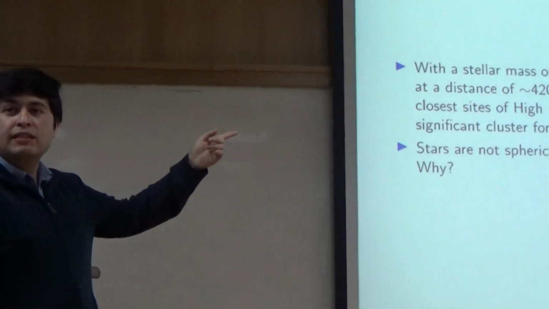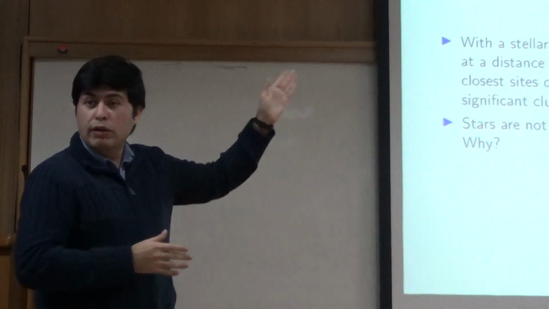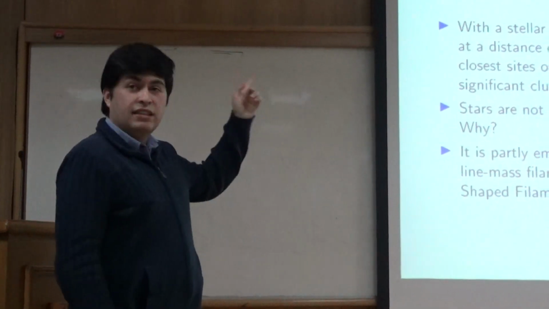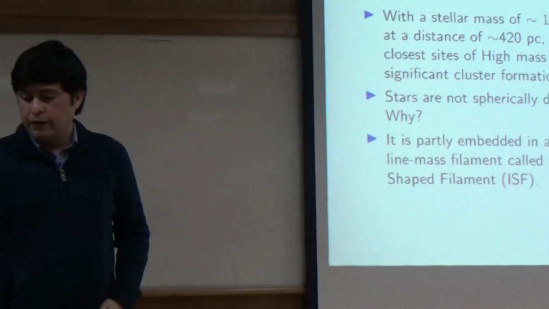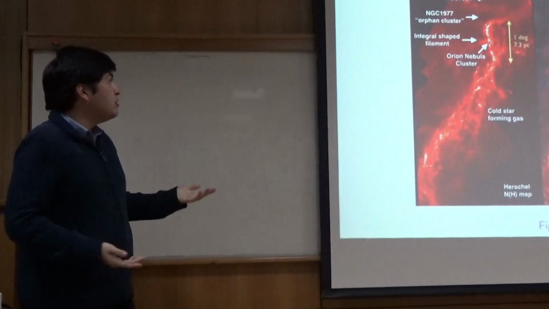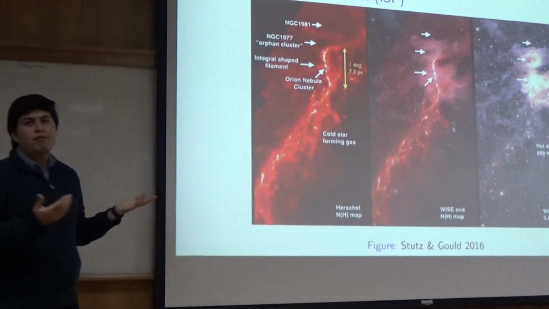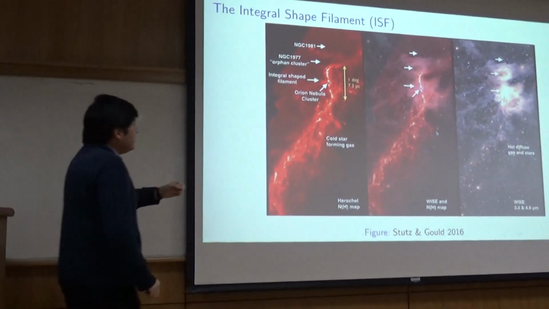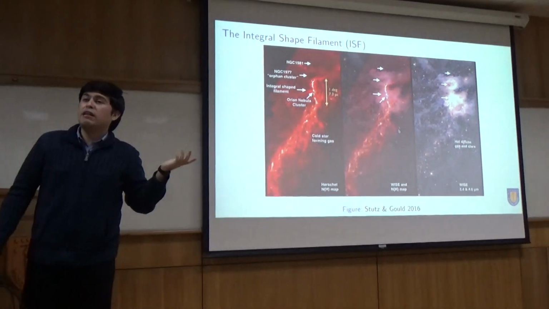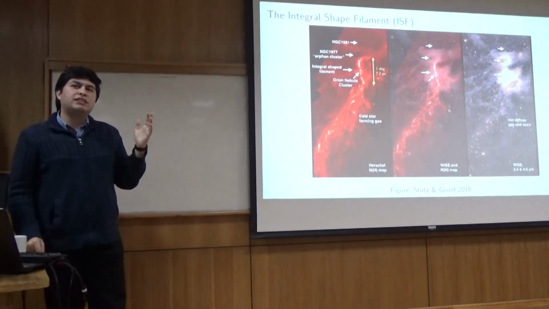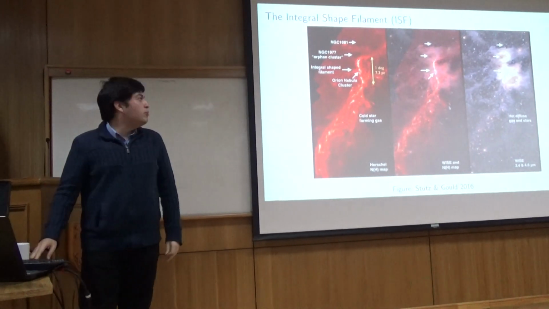But as we can see in the image, this cluster is not spherically distributed. It's actually elongated along one axis. This is because this cluster is still embedded inside a gas filament called the Integral Shaped Filament. The name is because, as you can see here, the cloud has the shape of an integral sign, and in the middle is located the Orion Nebula Cluster. This filament, the integral-shaped filament, has an extension of between 7 and 8 parsecs, but the Orion A cloud as a whole has an extension of almost 80 parsecs.